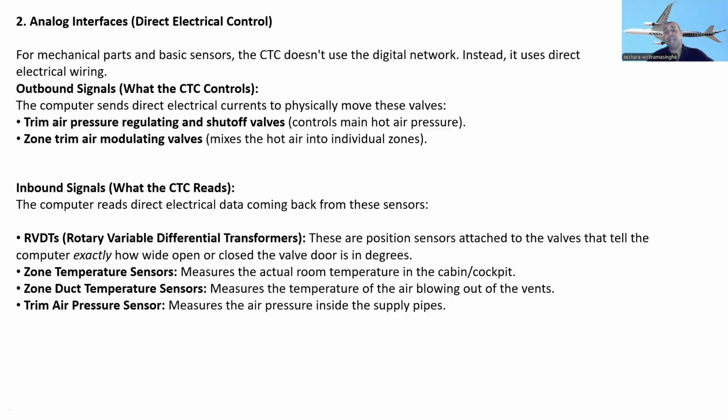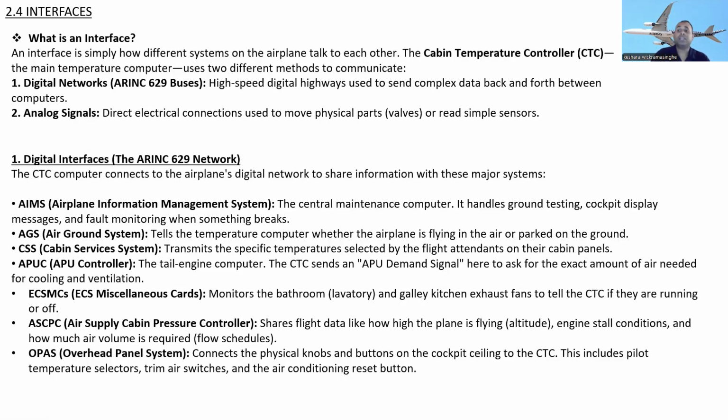So the analog interfaces are used for the trim air pressure regulating shut off valves and the zone trim air modulating valves, and the digital interfaces connect with the major systems in the aircraft, like the airplane information management system, air ground system, cabin services, and the APU controllers, etc.